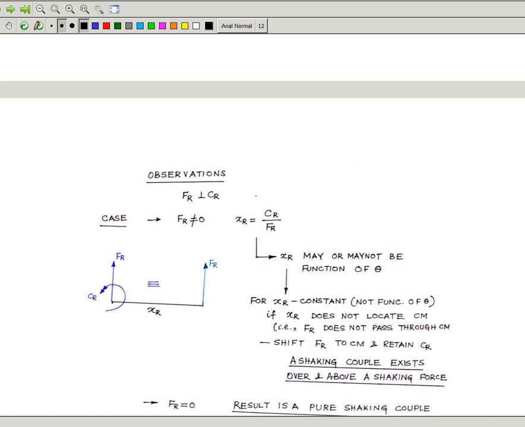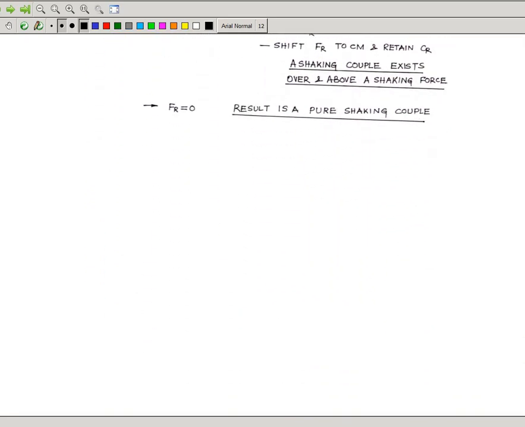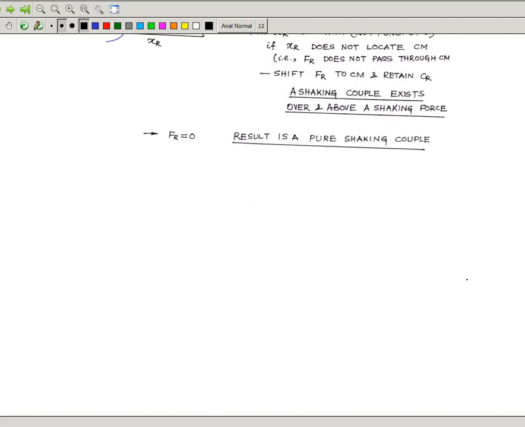Now since there is one F_R and one C_R, you can shift this force parallelly to some other point, so that F_R into X_R is C_R. If you shift it here, then you need not show this moment. X_R is in general a function of theta, but there are some interesting special cases. In some cases if you get F_R equal to 0 but there is some C_R, then it is a case of pure couple unbalance, pure shaking couple unbalance. We'll look into the special cases a little later. So for the time being we stop here.